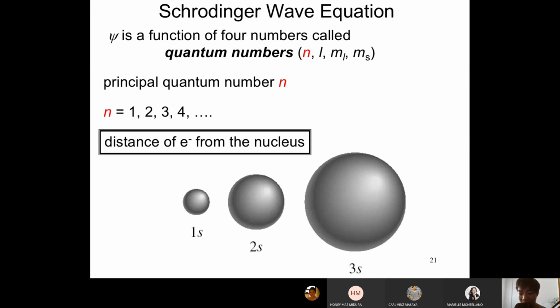Okay, so the first number daw na maibibigay ng wave function natin is the principal quantum number n. Ito daw yung distance of electron from the nucleus. Kumbaga, ito yung orbits ni Niels Bohr. The bigger your principal quantum number is, the further your electron is from the nucleus. Ito yung principal quantum number 1, 2, 3. As you can see, the distance of electron from the nucleus increases. Dito maigsi lang, dito medyo malaki, dito malaki talaga.